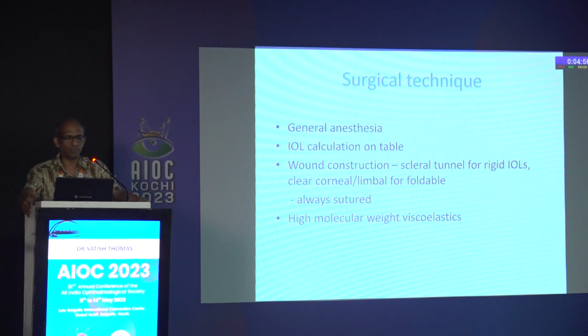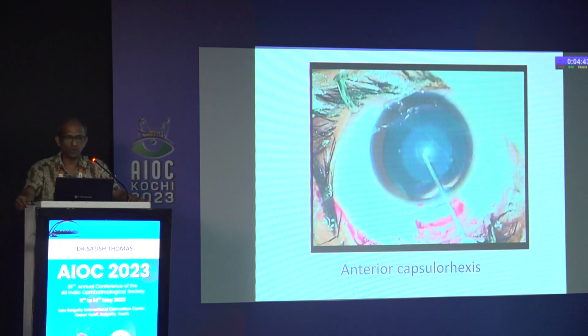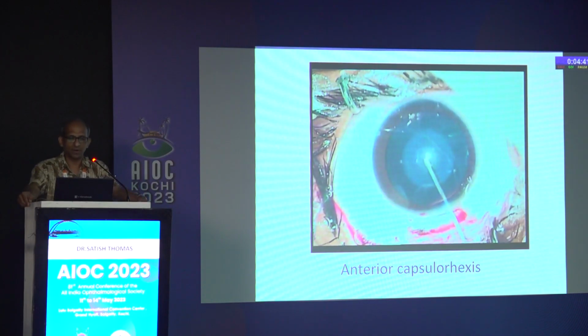You can probably do a limbal wound for a foldable, but either way, they always have to be sutured. And high molecular weight viscoelastics are helpful. So this is how an anterior capsulorhexis is done.